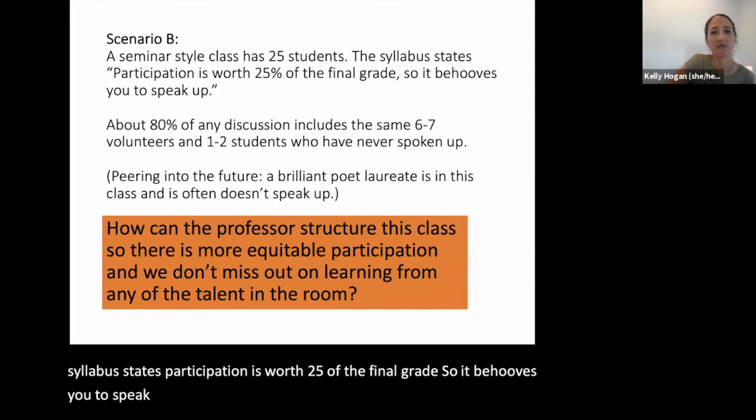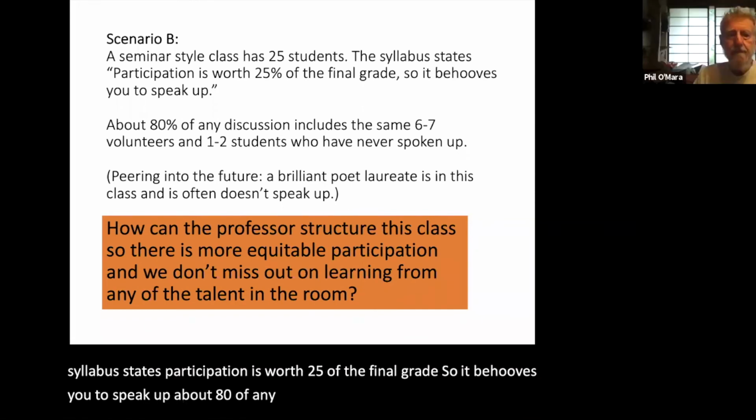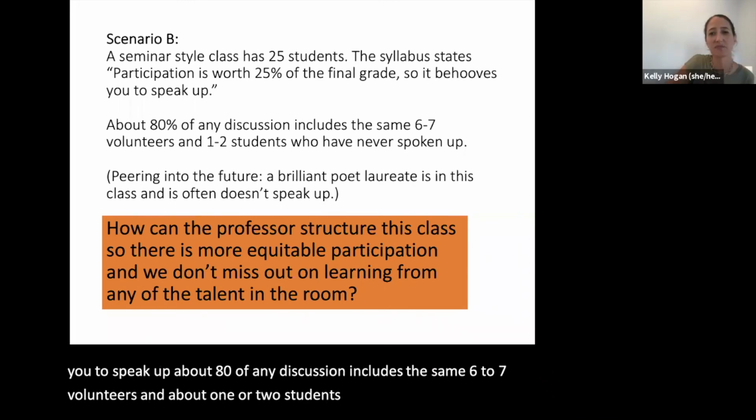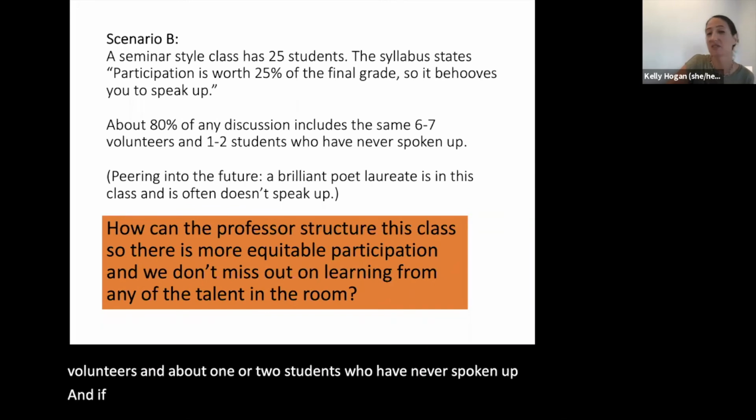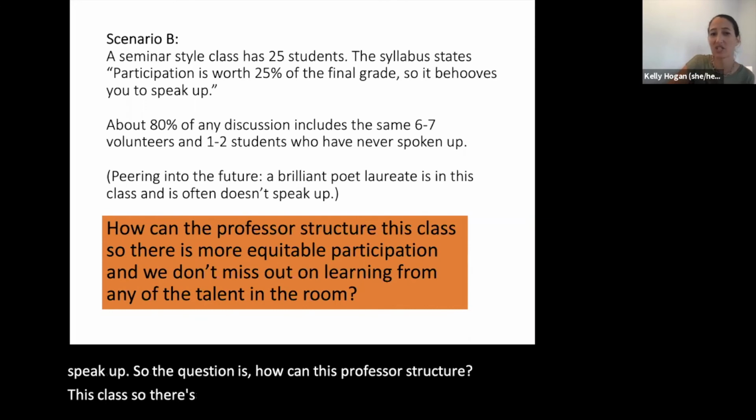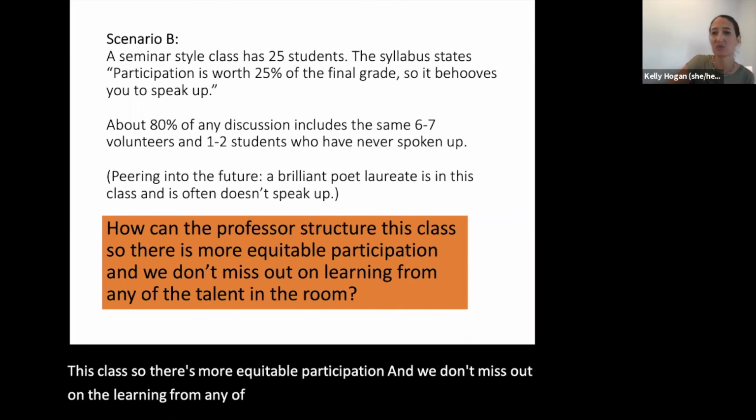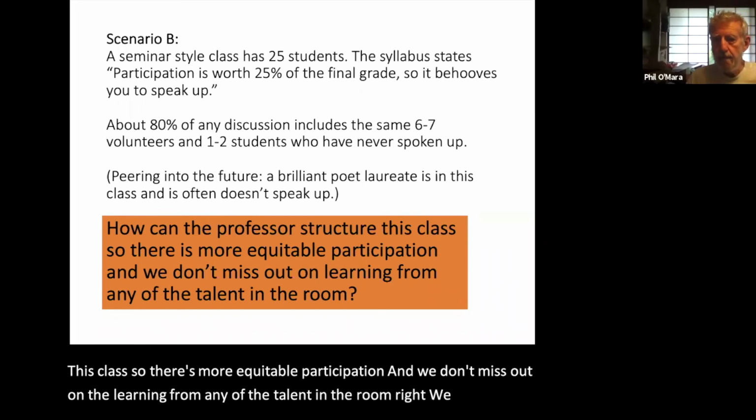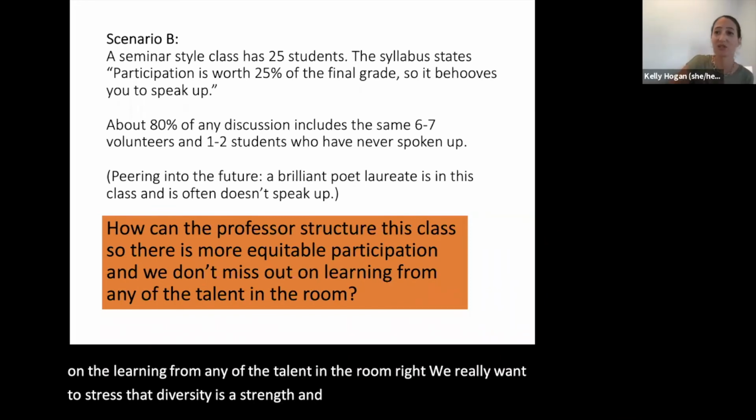About 80% of any discussion includes the same 6 to 7 volunteers and about 1 or 2 students who have never spoken up. And if we could peer into the future of this classroom, we'd see that a brilliant poet laureate is sitting in this class and often doesn't speak up. So the question is, how can this professor structure this class so there's more equitable participation and we don't miss out on the learning from any of the talent in the room, right? We really want to stress that diversity is a strength, and it's right there, but we don't always benefit from it if we don't tap into it.